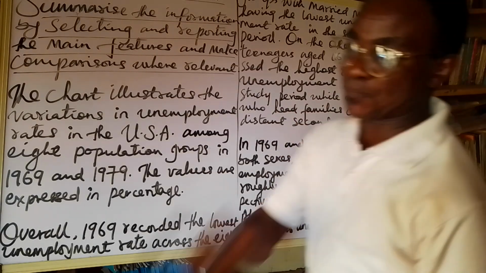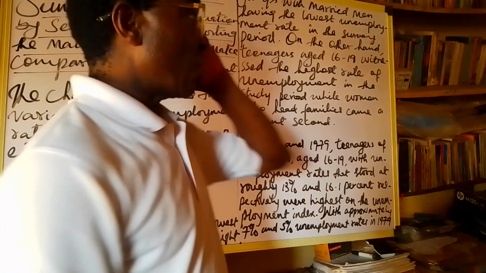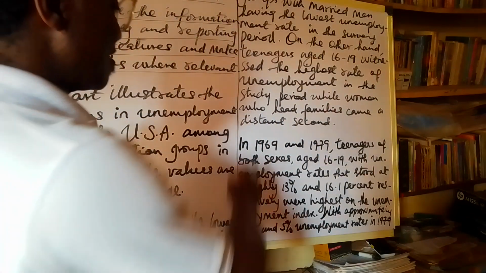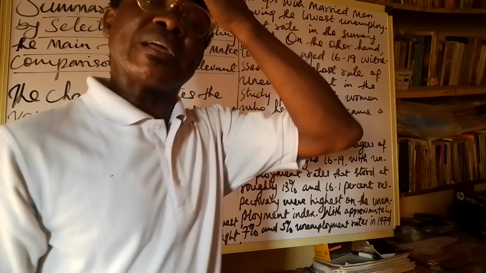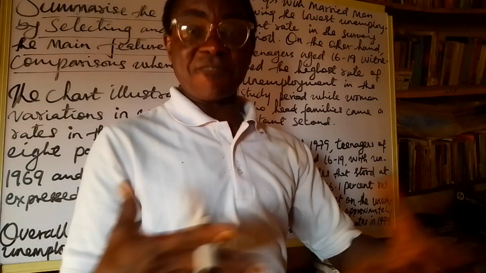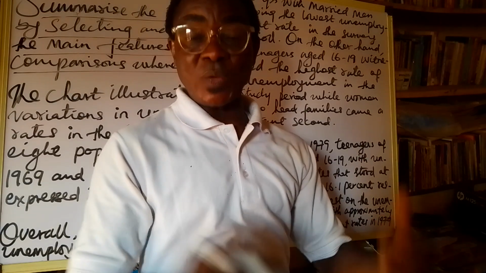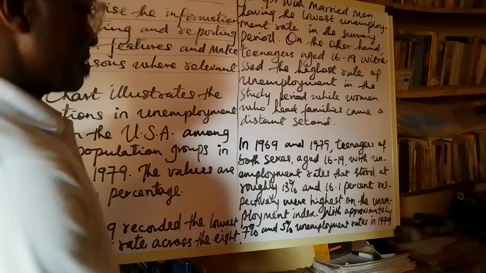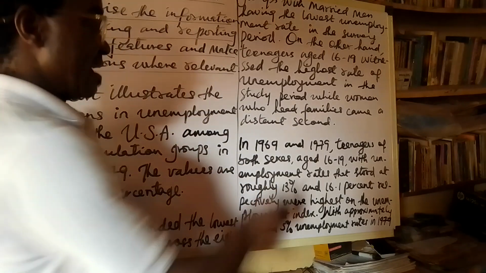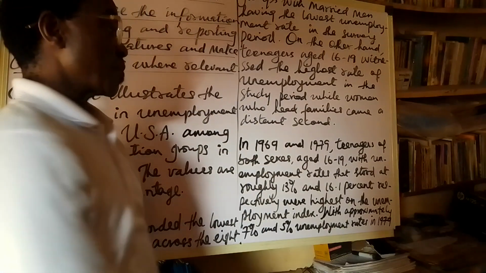Then, the third paragraph is what I would like to call the analysis paragraph. That is where we do the real analysis, attaching figures to whatever point that we make. Let's take a look at it. It begins in 1969 and 1979.